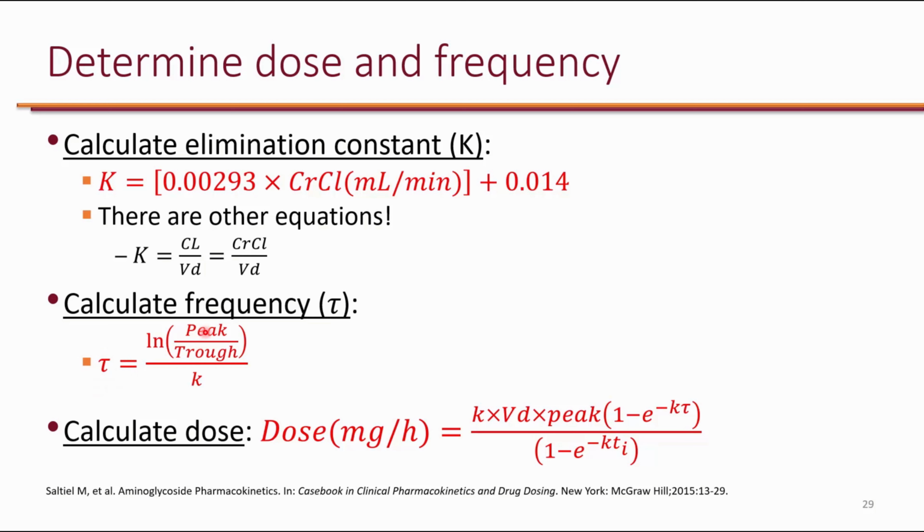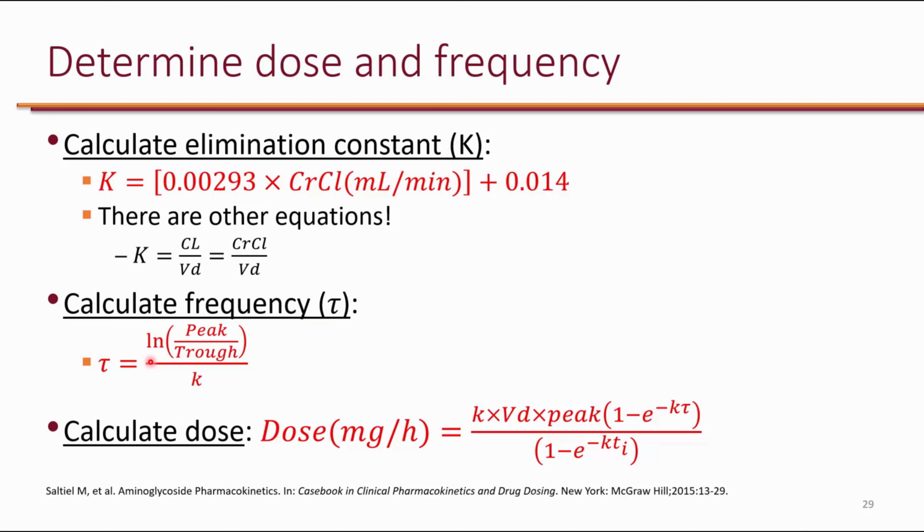So you basically plug in peak and trough goals. So if this is a severe infection, for peak, you're going to write 10. And then for your trough, you're going to write, let's say 1. So you want it to be less than 2. And then you plug in the K and you solve for tau, and that tau will tell you how frequently you want to dose it.